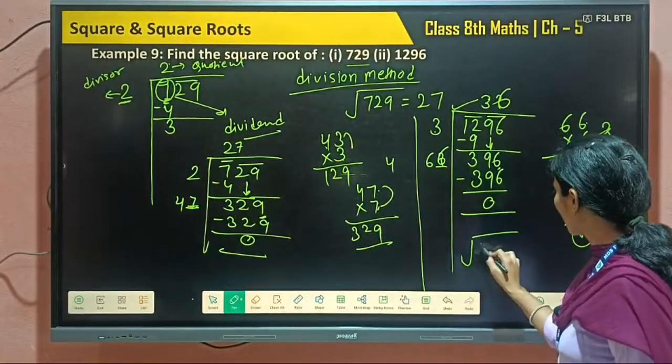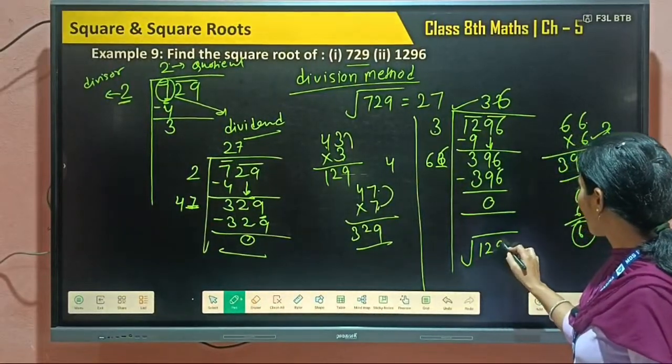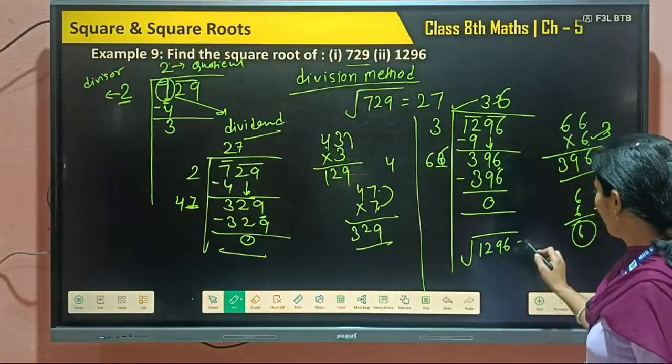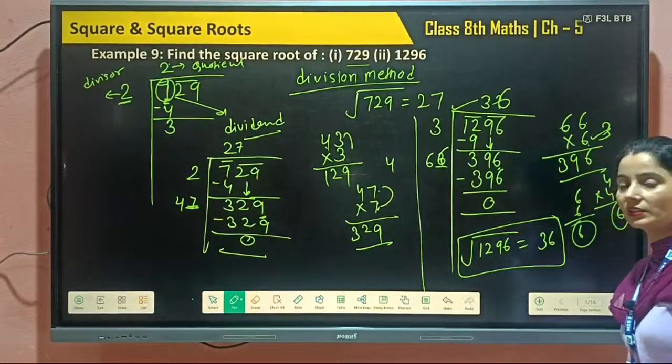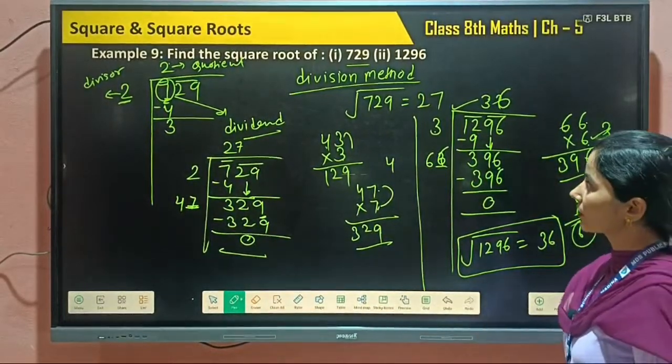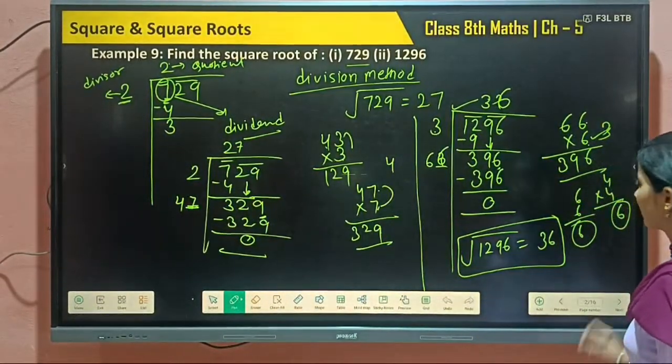So what is the square root of 1296? By the division method, it is 36. Let us do more examples based on this division method.